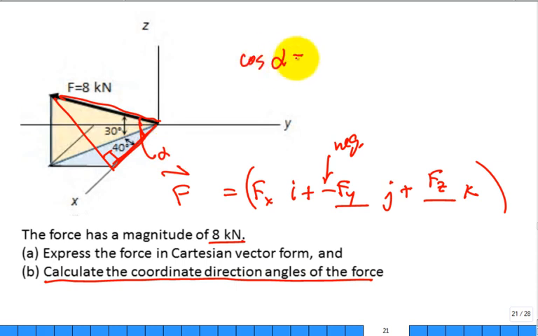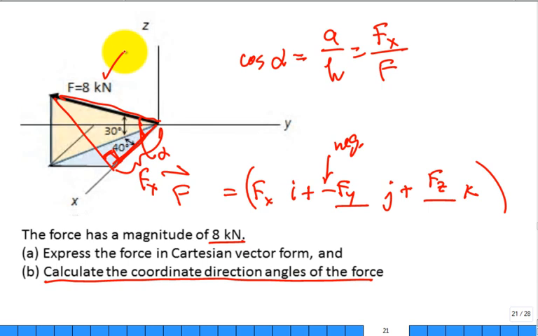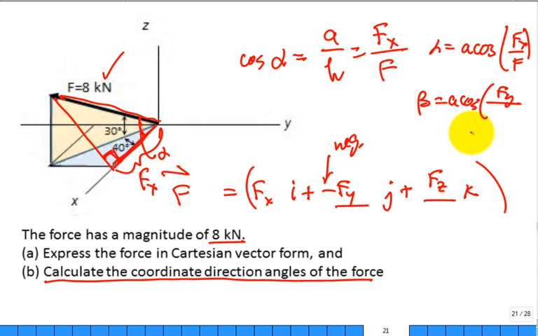And so the cosine of alpha, another right triangle, what is the cosine of alpha? Adjacent over hypotenuse, which is the magnitude F of x divided by the magnitude of the hypotenuse, the resultant F, or the original force. So alpha is arc cosine of F of x divided by the 8. Do you see that? And when we get to the beta, you're going to do arc cosine, and this one the F of y is a negative number divided by F, or 8 kilonewtons, and it'll give us an angle greater than 90. All right, you have to do these on your own.